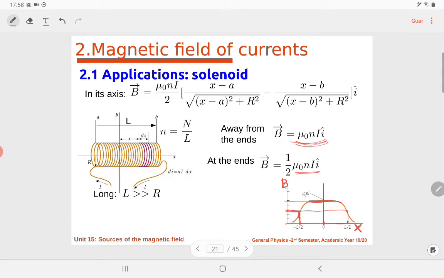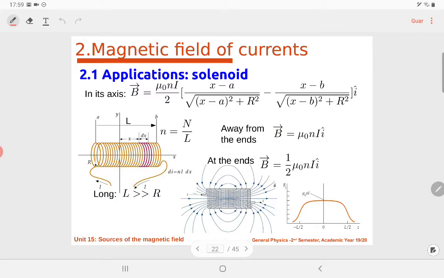So whenever you are in a long solenoid in which the radius is smaller than the length, and you are in the interior away from the ends, it doesn't matter if you're exactly in the center. It doesn't need to be exactly in the center. It can be anywhere away from the ends. The magnitude of your magnetic field is going to be quite constant and equal to this quantity here. And outside of the solenoid, the magnetic field is much weaker. You can see it here.